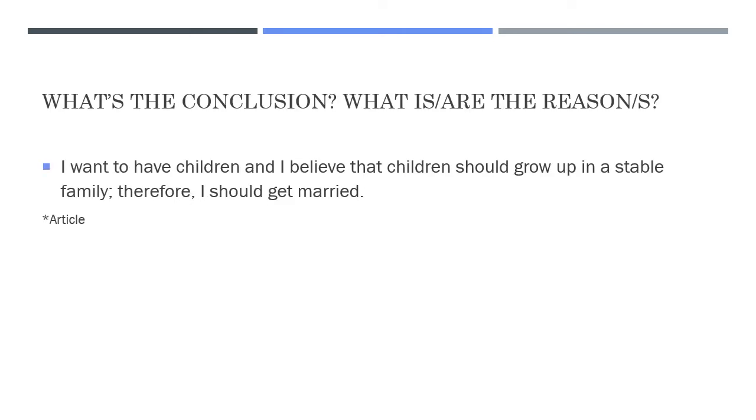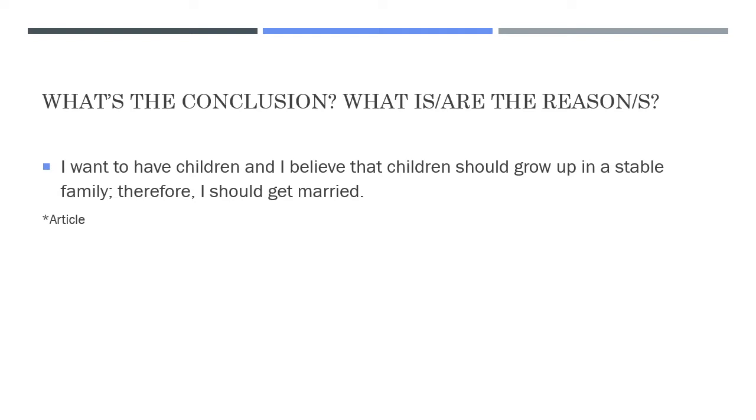So for instance, in this very simple example that says, I want to have children and I believe that children should grow up in a stable family, therefore I should get married. The argument is I should get married, which is encapsulated in that very conclusion. And then the author uses 2 reasons to support that. I want to have children, and I believe children should grow up in a stable family.